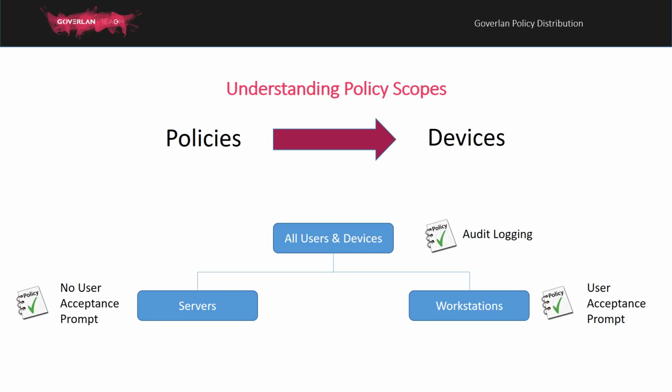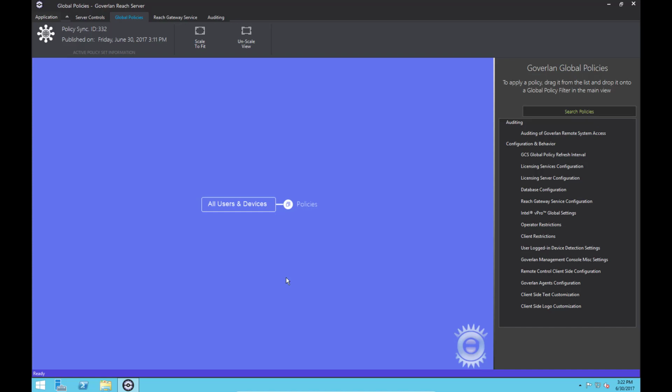Policies configured on lower scope objects take precedence over policies configured higher up. If the same policy is configured multiple times within a branch, then the policy of the lowest node will apply. I will now show you how to configure this example on a Reach server.